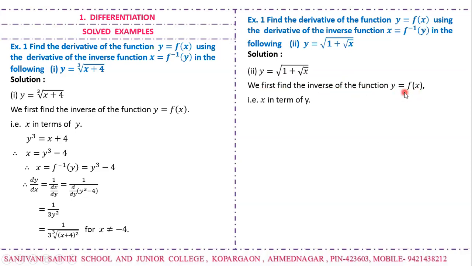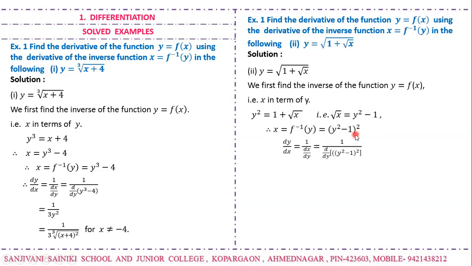Y is equal to f of x. So we have to write x in terms of y. Now how to write x in terms of y? Taking the squares on both the sides, we get this equation. Now again, I will take this 1 to this side. Y square minus 1 is equal to root x. Then again I will take the square. So I get x is equal to f inverse of y is equal to y square minus 1 bracket square.